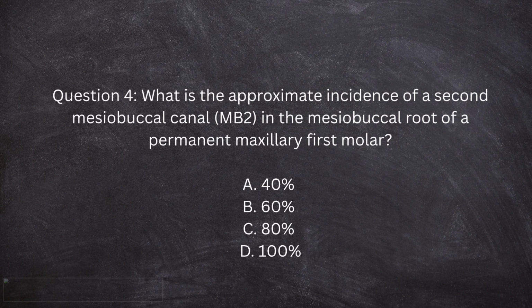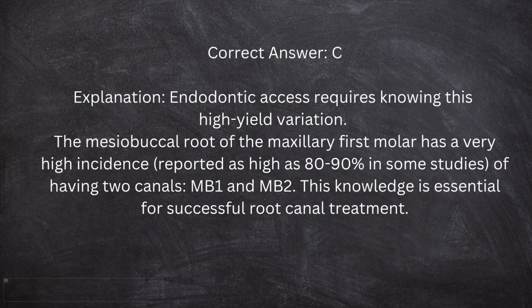Correct answer: C. Explanation: Endodontic access requires knowing this high-yield variation. The mesiobuccal root of the maxillary first molar has a very high incidence, reported as high as 80–90% in some studies, of having two canals, MB1 and MB2. This knowledge is essential for successful root canal treatment.